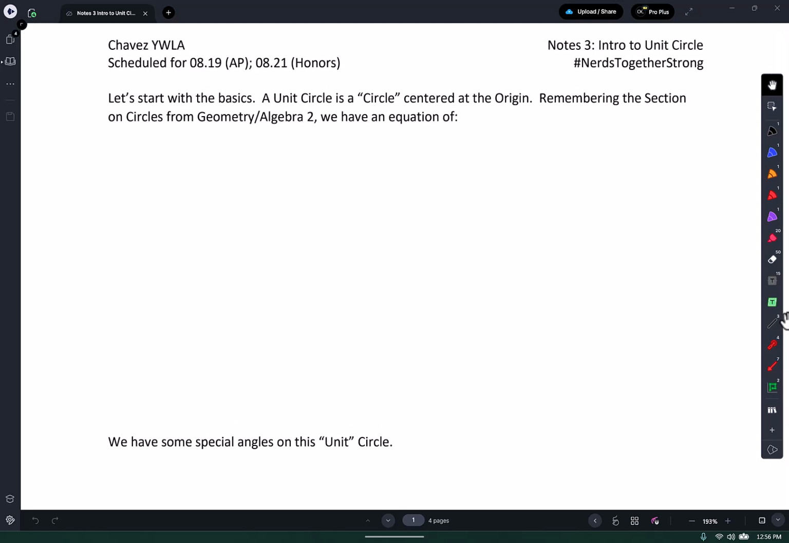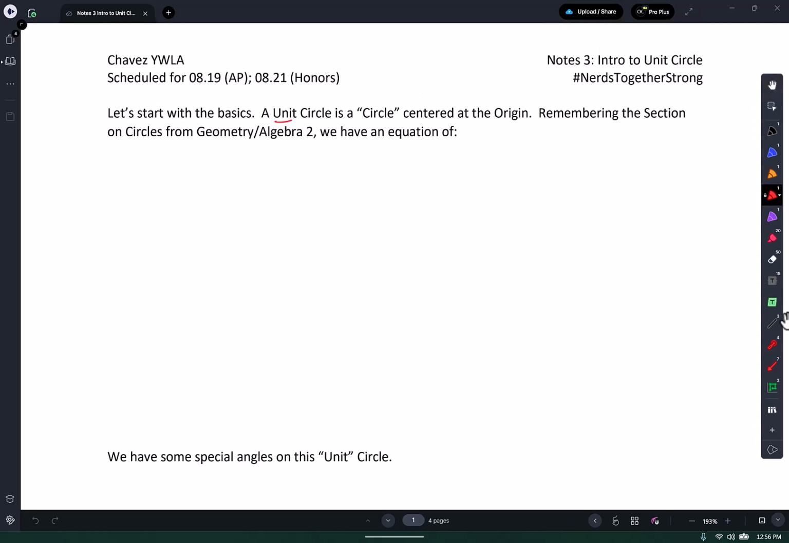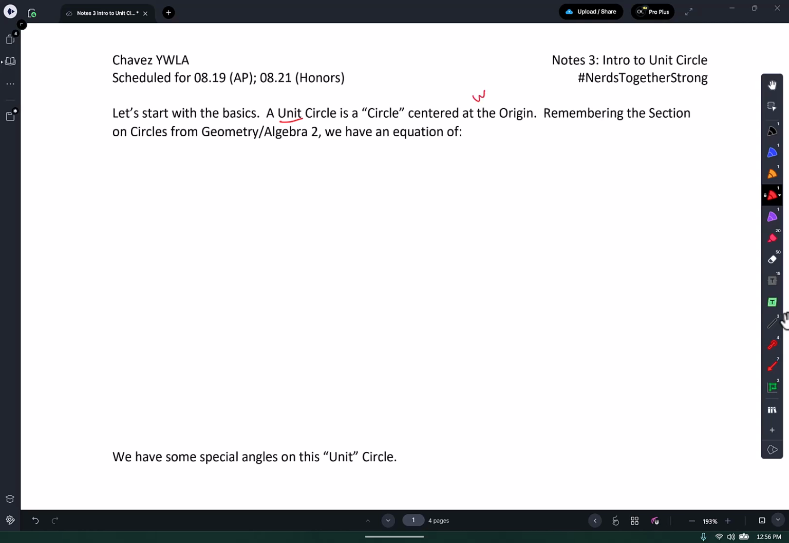All right. So let's start a little bit with conics, a little bit of what we should know, and if we don't know, it's okay. A unit circle is a circle centered at the origin with a radius of 1. So let me put that down. A unit circle is a circle centered at the origin with r equals 1.